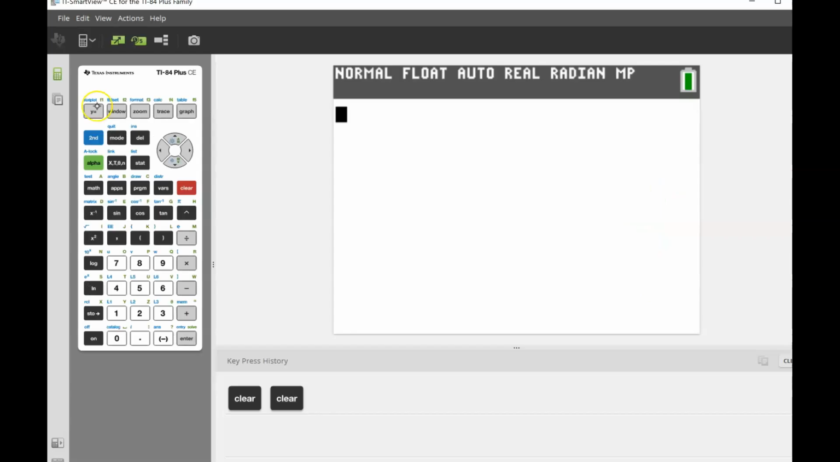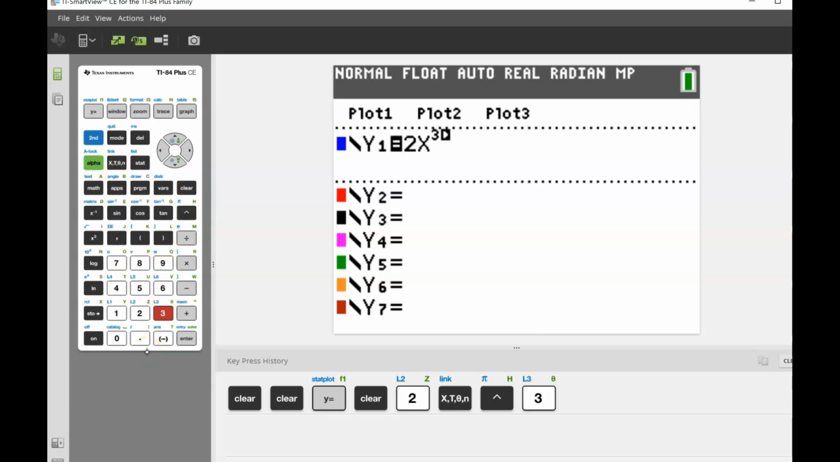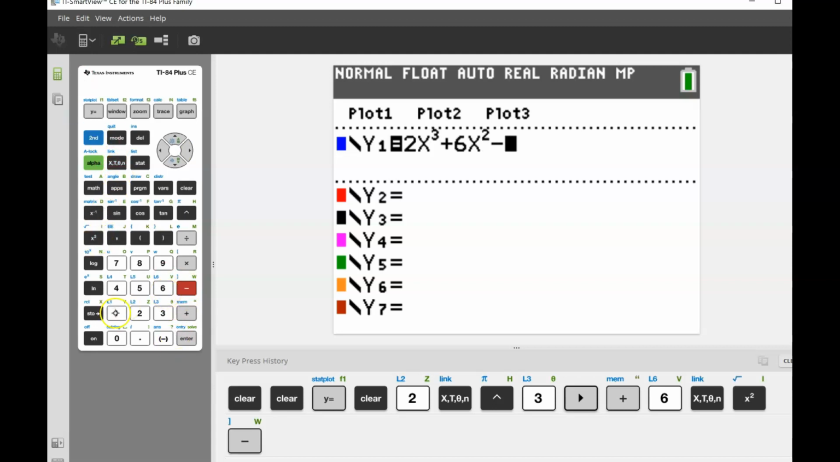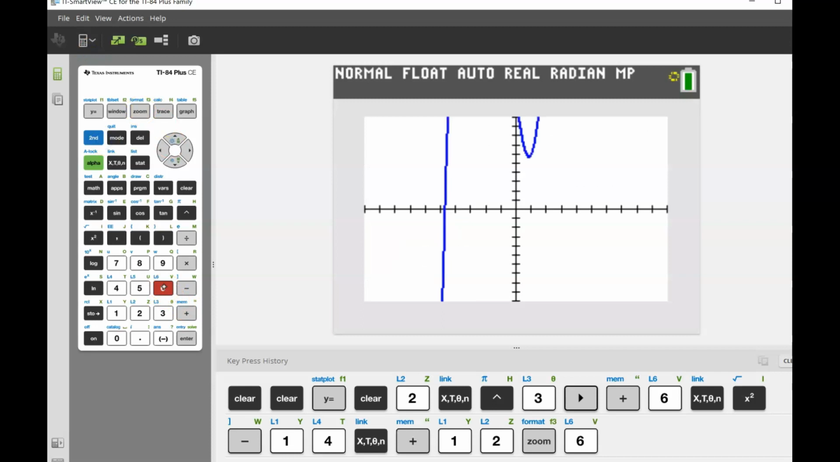So I'm going to go to my calculator. I'm going to go to the y equals button and clear out anything that's in there. And I'm going to type in this equation that we're asked to find these portions for. I'm going to type in 2x to the third power, and then plus 6x squared, minus 14x plus 12. And I'm going to start with the zoom 6, seeing if I can see part of this in this window.